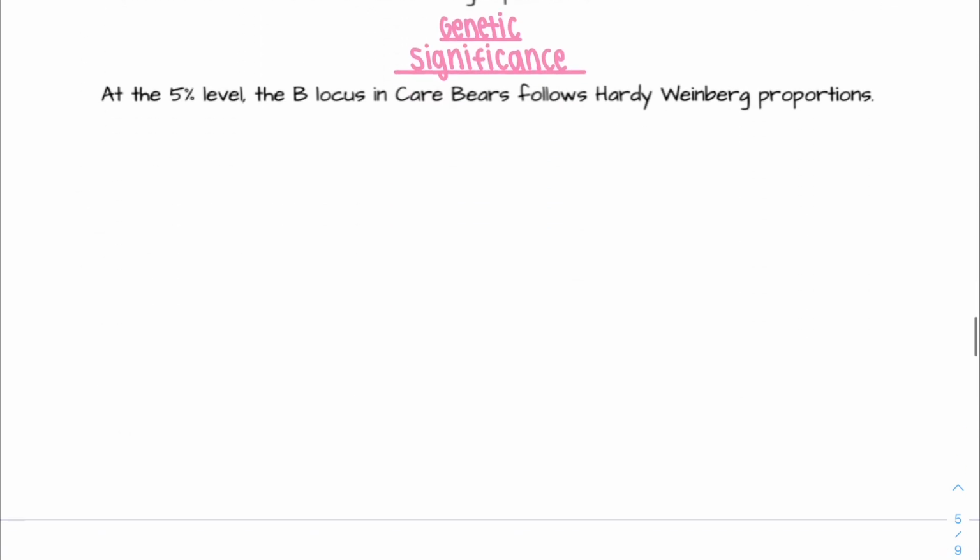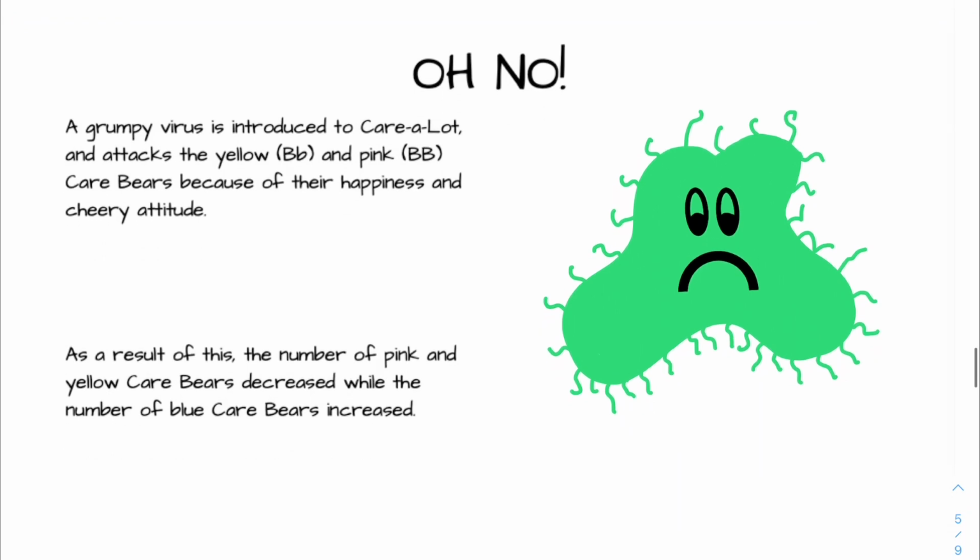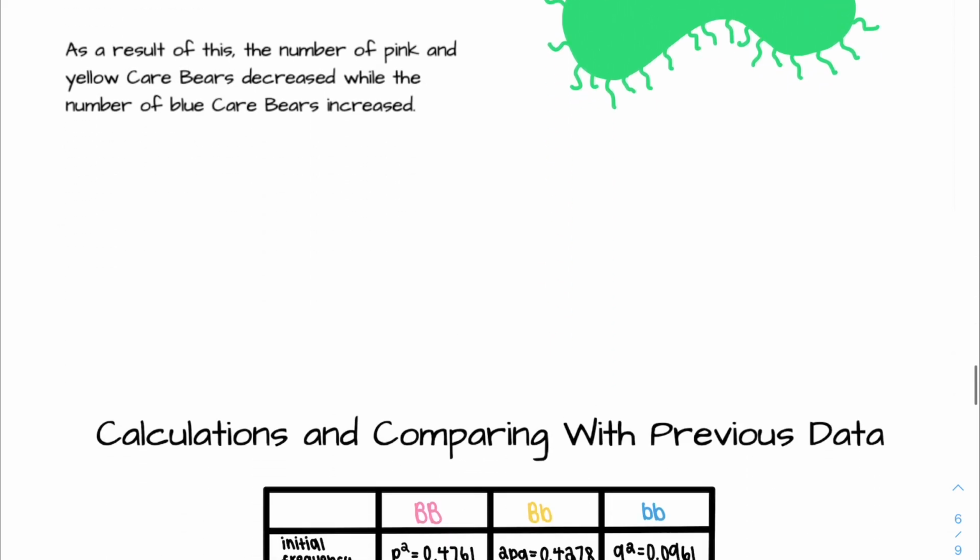Oh no, a grumpy virus has just been introduced to our population of Care Bears in Care Lot and attacks the yellow and pink Care Bears because of their happiness and cheery attitude. This is an example of selection. As a result of this, the number of pink and yellow Care Bears will decrease, while the number of blue Care Bears will increase.